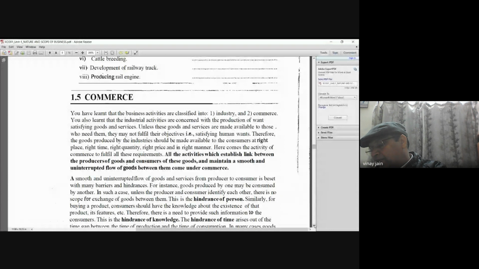Then we have understood about the industry, and under industry we have studied about the goods producing industries as well as the service producing industries.